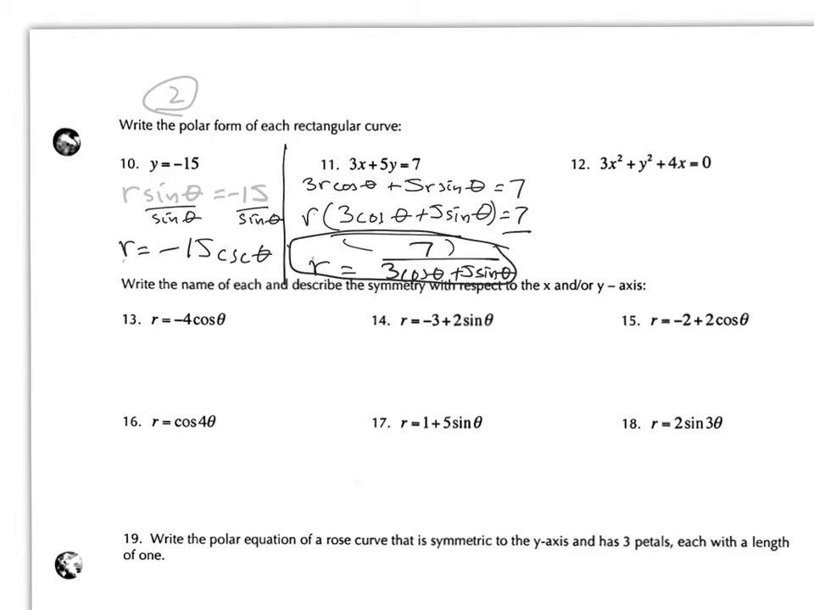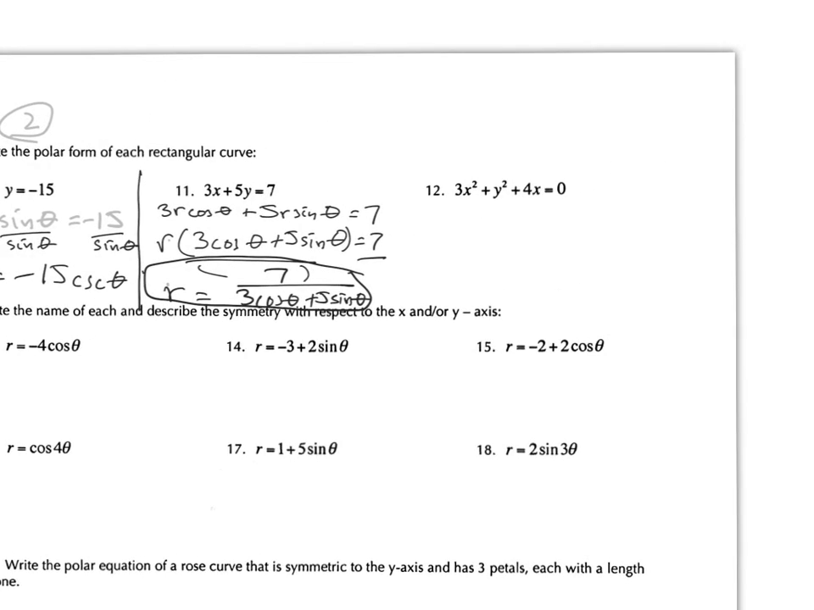Now for number 12, we really don't have a lot of space here. Having coefficients in front of the x squared and or the y squared is no good. So I'm going to take this 3x squared and make that x squared plus x squared plus x squared. And then, of course, we have y squared, and then 4x. X squared plus y squared, that is r squared.